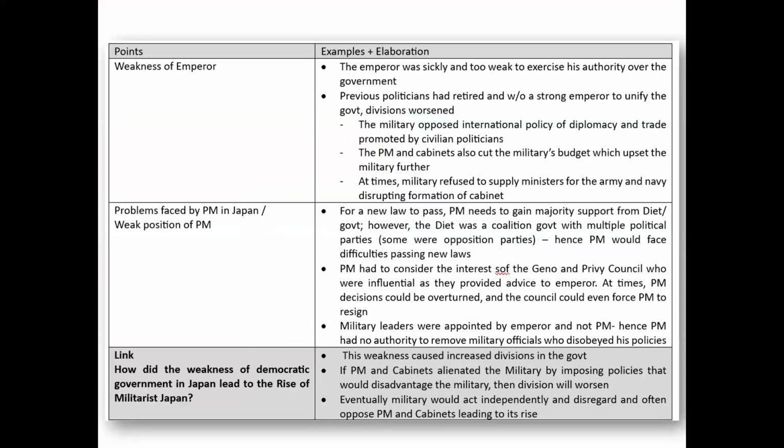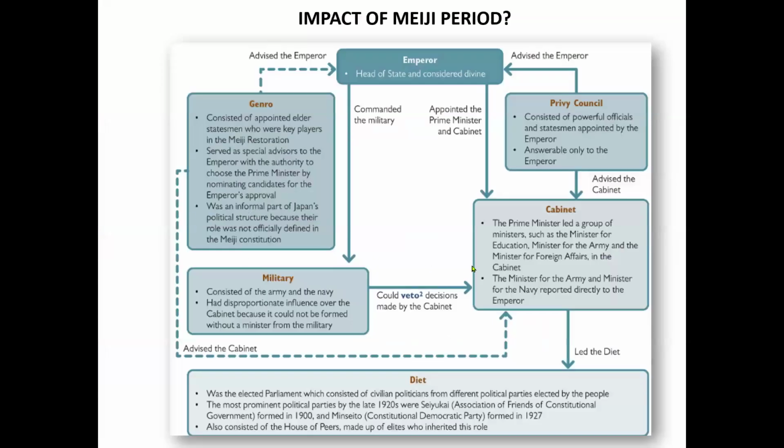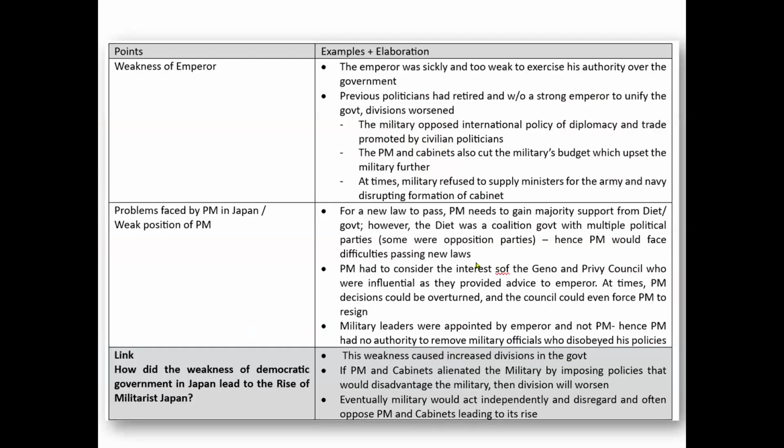So one of the things that happened is, like I mentioned, if you have a very weak emperor, then it is very hard for the emperor to control everyone. They end up advising him on a lot of things, but the emperor seems to be unable to make the decision. The emperor was sickly at that time, and previously a lot of politicians had retired. Remember when we talked about this, a lot of the generals had retired, and they couldn't help the emperor get his stand or his power.